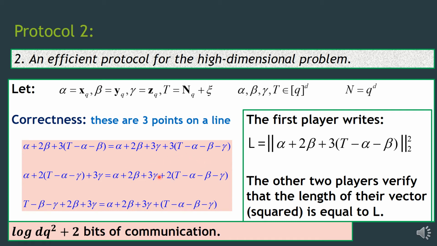And the second is this plus 2 times t minus alpha minus beta minus gamma. And the last is again this alpha plus 2 beta plus 3 gamma, this vector they were trying to compute, plus 1 times t minus alpha minus beta minus gamma. So these three vectors are three vectors on a line. And if alpha plus beta plus gamma is not equal to t, then these are three different vectors on a line, and their lengths cannot be equal, and thus the output of the protocol must be 0. So this Qt protocol is correct.